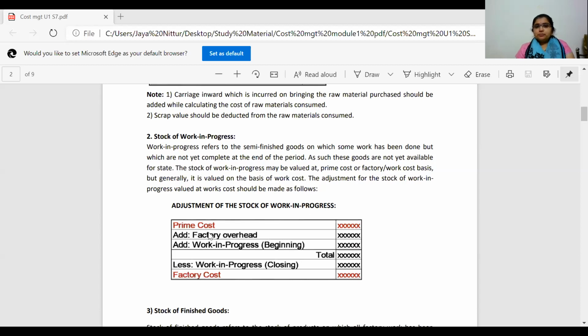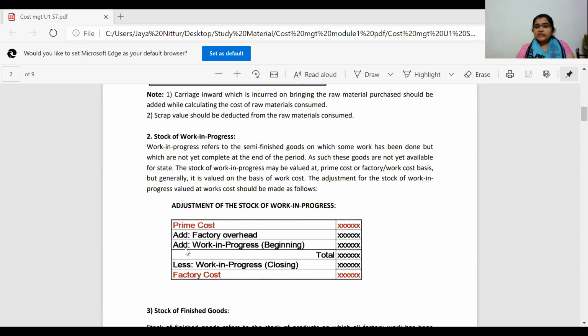After the calculation of prime cost, we need to add the factory overhead or manufacturing overhead. In that respect, we need to add all the factory overheads. For that, we need to add the opening stock of work in progress in the company. For that total amount, again we need to deduct the closing stock of work in progress. Then only we are going to get a factory cost or works cost in the organization. This is how we need to treat the stock of work in progress.